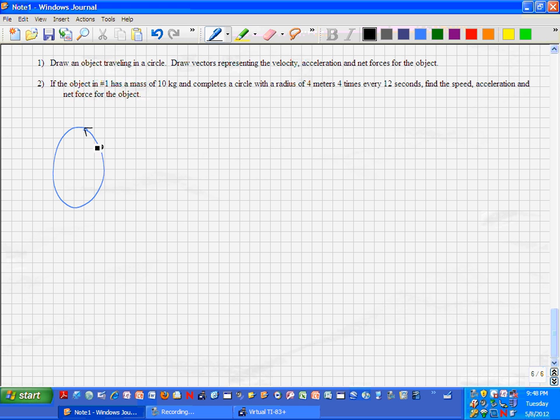Well, if this is traveling in a circle, that means the velocity at any given moment is tangent to the circle. So this would be a velocity, this would be a velocity, anything tangent to the circle. Next thing we need to do is draw the acceleration. Acceleration is always towards the center for circular motion.